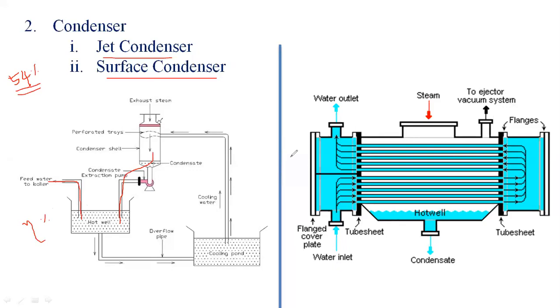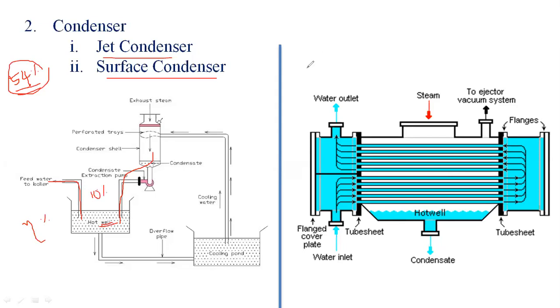The advantages of the jet condenser are that the initial cost is less, the space requirement is also less, and the maintenance is less. But the major drawback is that the condensate is wasted. That is, 54% is wasted. We utilize only 10 to 15%.